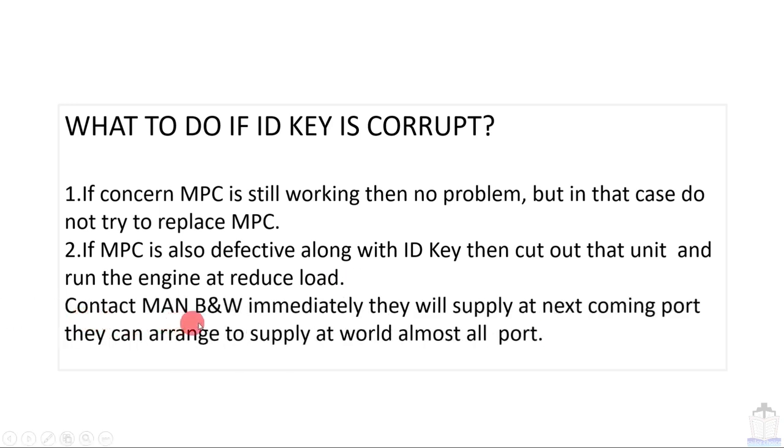Immediately contact MAN B&W. They will supply at the next coming port. They can arrange to supply at almost all ports in the world. So if the ID key is corrupt, then you should immediately send the message along with your ETA, and they will immediately supply this ID key.